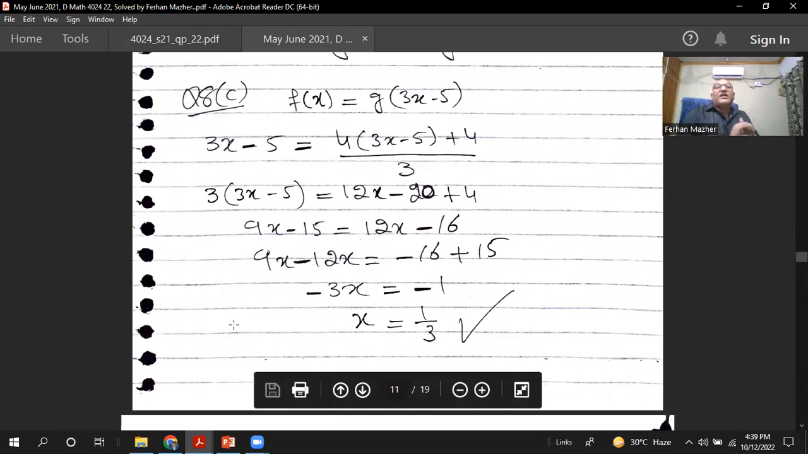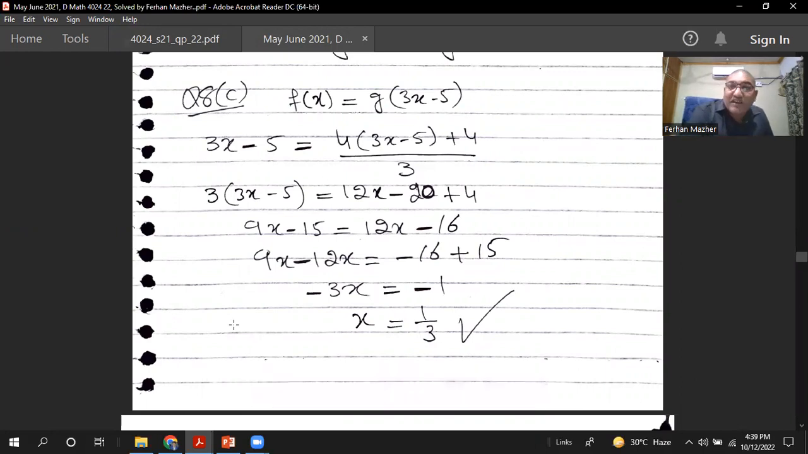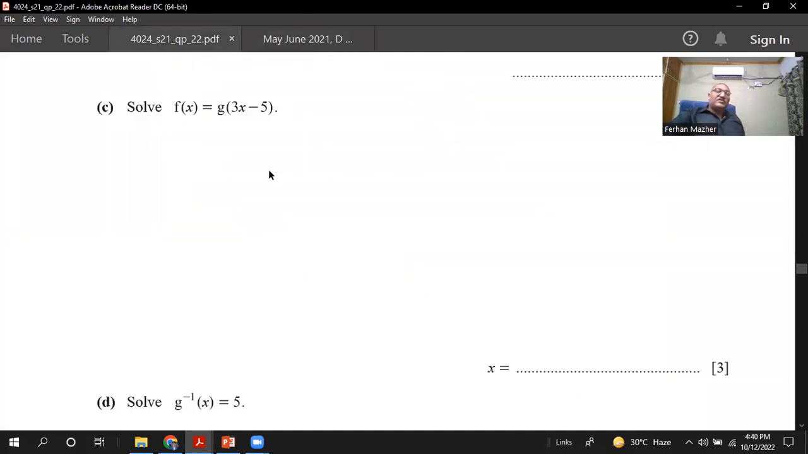So 3x minus 5 is equal to 4 bracket 3x minus 5 bracket close plus 4, whole thing divided by 3. So that 3 will go to the side, it will multiply. So 3 bracket 3x minus 5 bracket close equals 12x minus 20 plus 4. So it will be 9x minus 15 equals 12x minus 16. So 9x minus 12x is equal to minus 16 plus 15. So minus 3x is equal to minus 1. So x will be equal to 1 by 3. So this is how you will do this. Very simple, straightforward questions on the function.